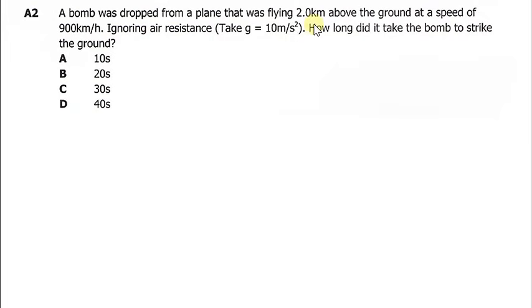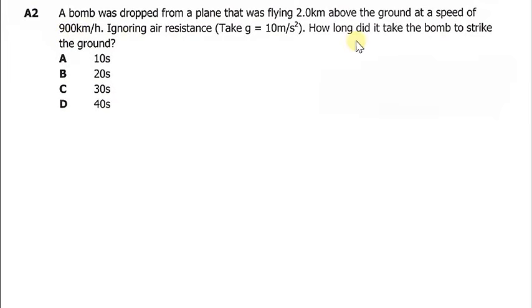it is 2.0 kilometers. Now I must tell you that this speed, since it is horizontal, and the bomb, once it is dropped, falls down, we consider vertical movement, so we'll ignore this speed here. We ignore it.